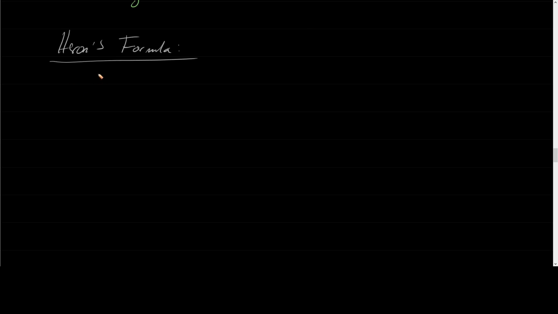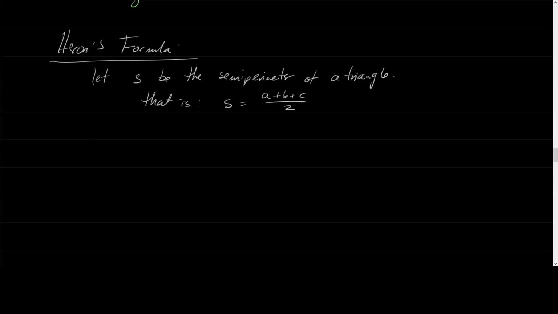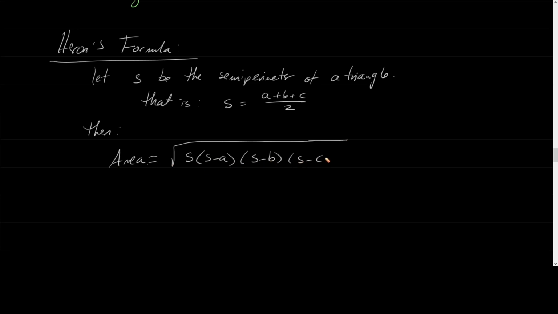So in general, let S be the semi-perimeter of a triangle. That is, S is equal to the sum of the sides of the triangle divided by 2. Then, the area of the triangle is the square root of S times S minus A times S minus B times S minus C. So that is how we find the area of a triangle using Heron's formula.